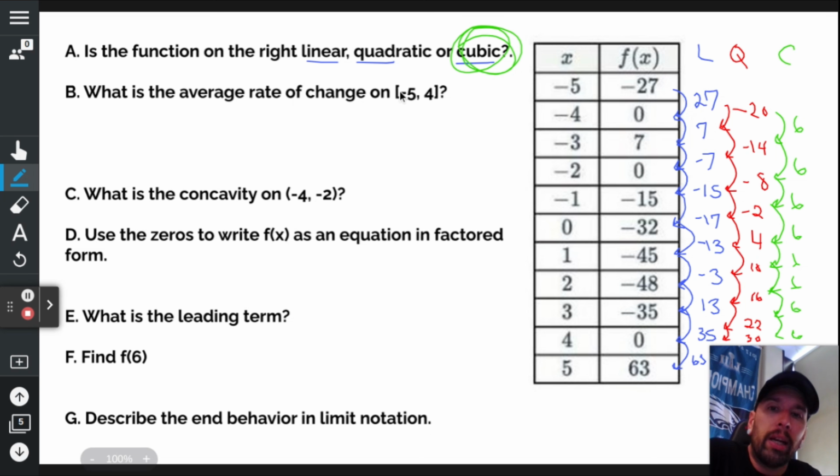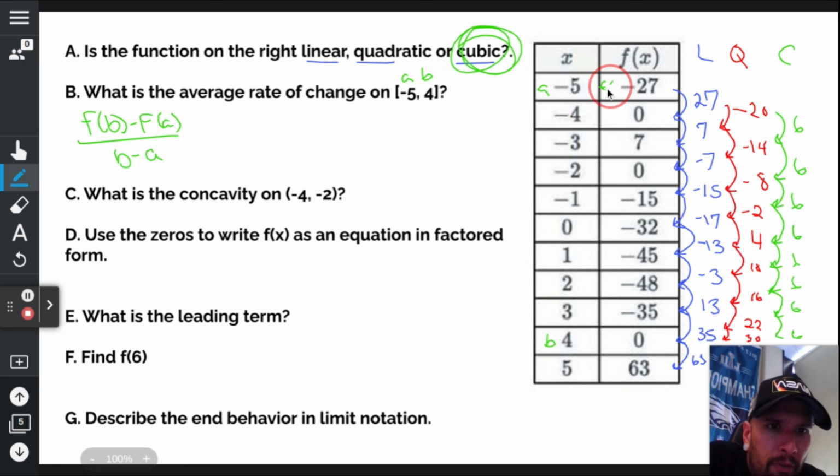What is the average rate of change on -5, 4? I will see another rate of change problem in a calculator section, so I'm going to make sure I actually write out the formula for this because I'm not sure if I'm going to write it out for the one coming up. This is the average rate of change formula over an interval. I'm going to label you A and I'm going to label you B, which means you are going to be A and you are going to be B. That would make you F of A and that would make you F of B.